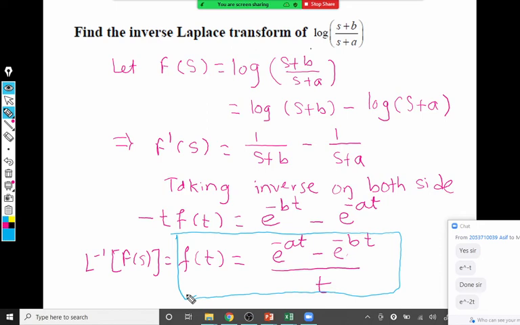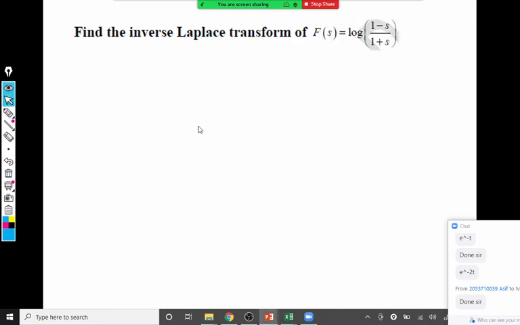Once you complete, tell me. We have to move to the next question here. Okay, very good. Done. This question is similar to that one only. I think you can do it also. That will finish quickly.